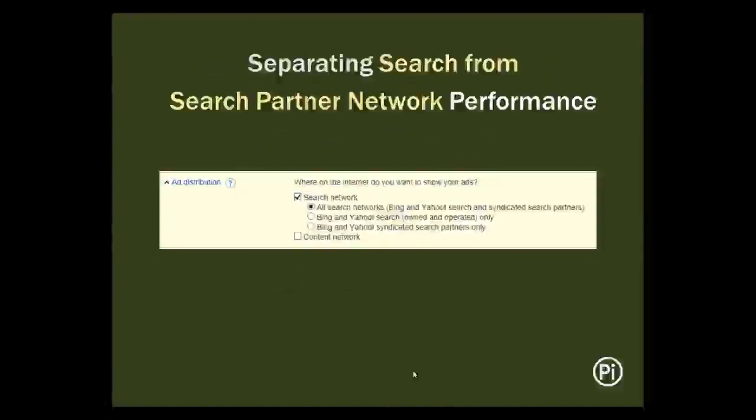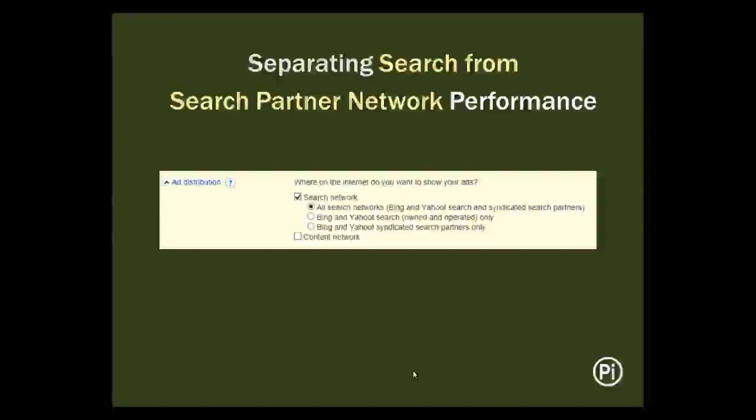Number 2, separating search from search partner network performance. As I was saying, there are multiple aspects to the Bing Ads interface. There's search network, or all search networks, as you can see here: Bing and Yahoo search, Bing and Yahoo syndicated search, and the content network. We already went over the content network. The one I'm talking about here is, by default, that button is checked: all search networks, which is Bing and Yahoo search and syndicated search partners.